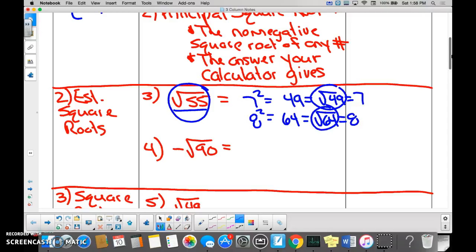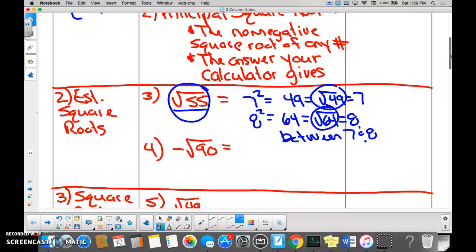So the square root of 55 is somewhere between the square root of 49 and the square root of 64. So the value of the square root of 55 is going to be somewhere between 7 and 8. So the way we're going to answer that is between 7 and 8.